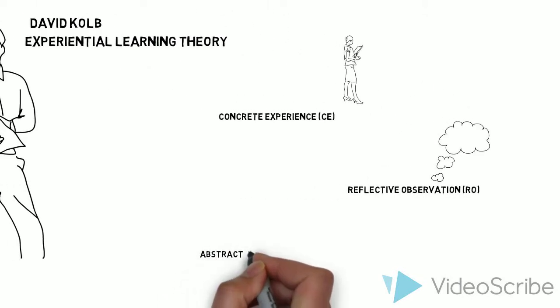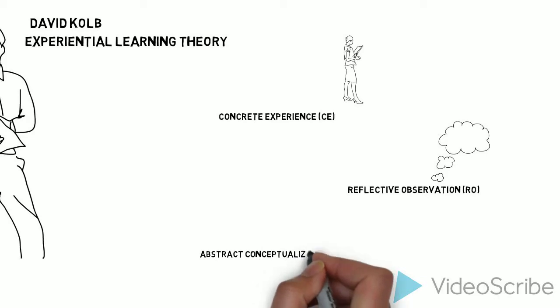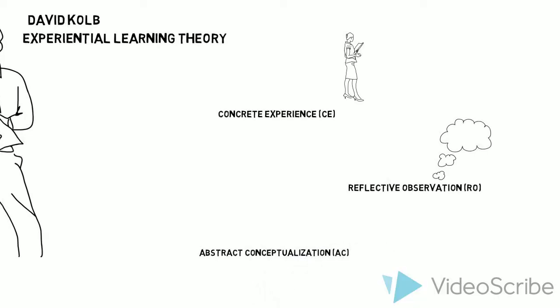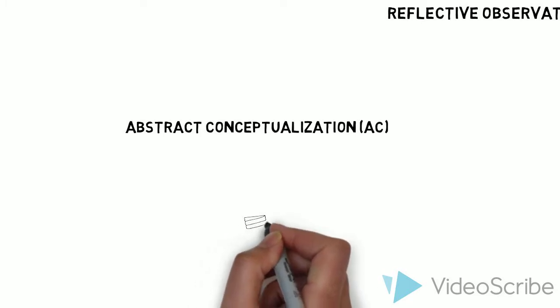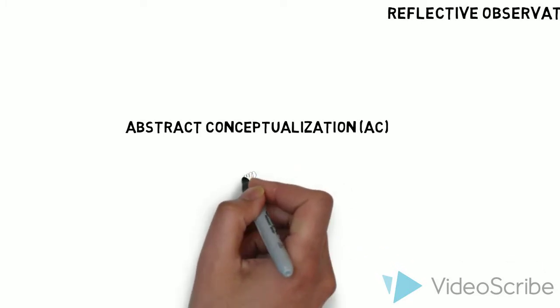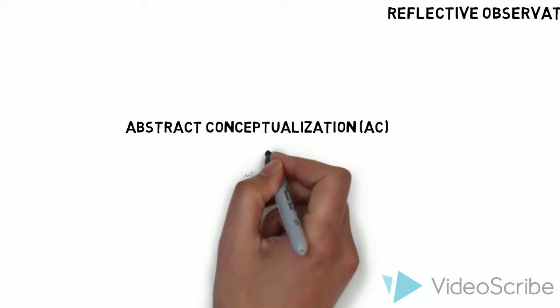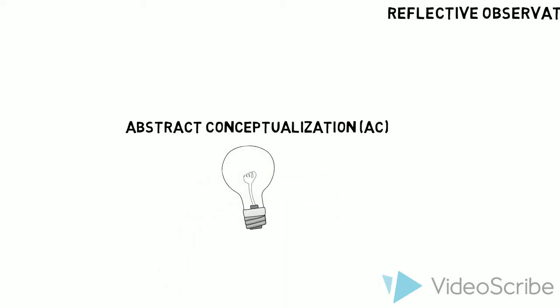The next stage of this process is called abstract conceptualization. This is the brainstorming and strategizing part of the process. This is where you might consider doing small groups or including a TED Talk in your next class.